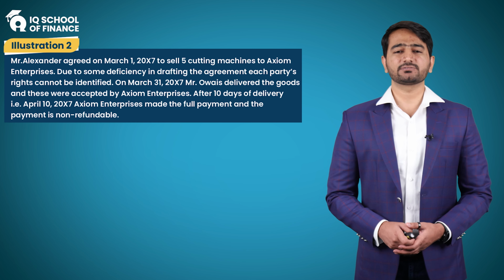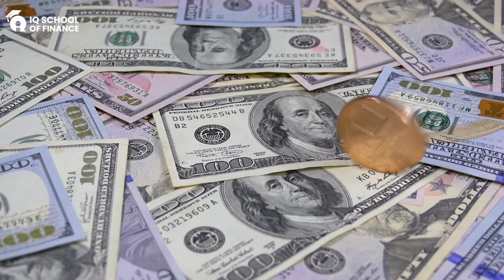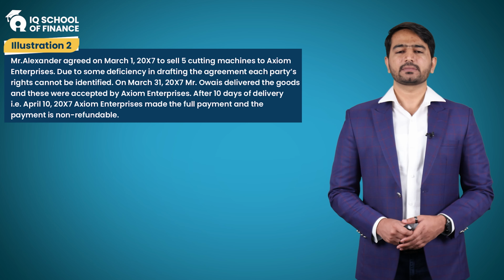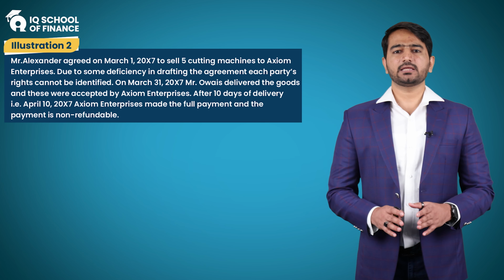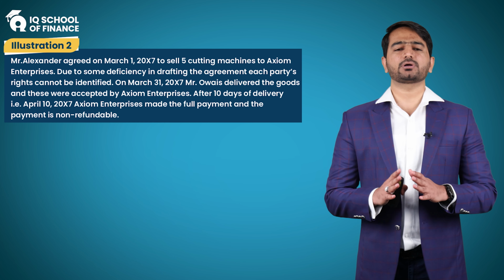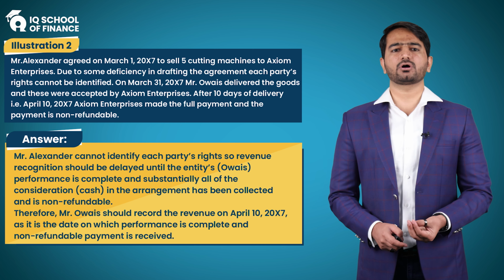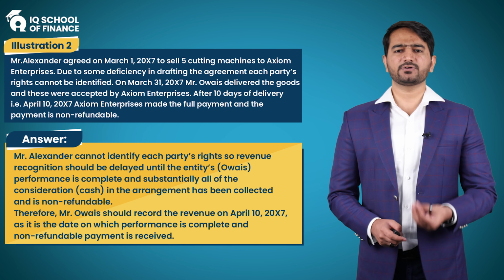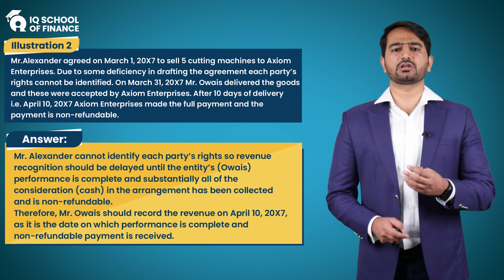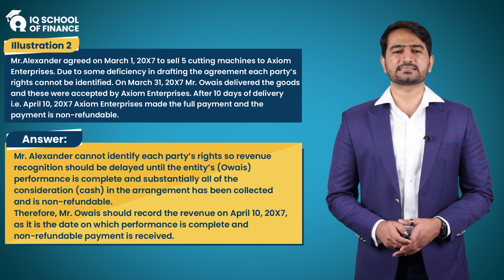Then after 10 days of delivery, on 10th April, Exim Enterprises paid the consideration against the cutting machines and the payment is non-refundable. Now, in this example, the criteria for the contract are never fulfilled, so we cannot apply the 5-step model under IFRS 15. Mr. Alexander's performance under the contract was already completed on 31st March and then on 10th April he has received the payment which is non-refundable. So the revenue should be recognized on 10th April 2007.